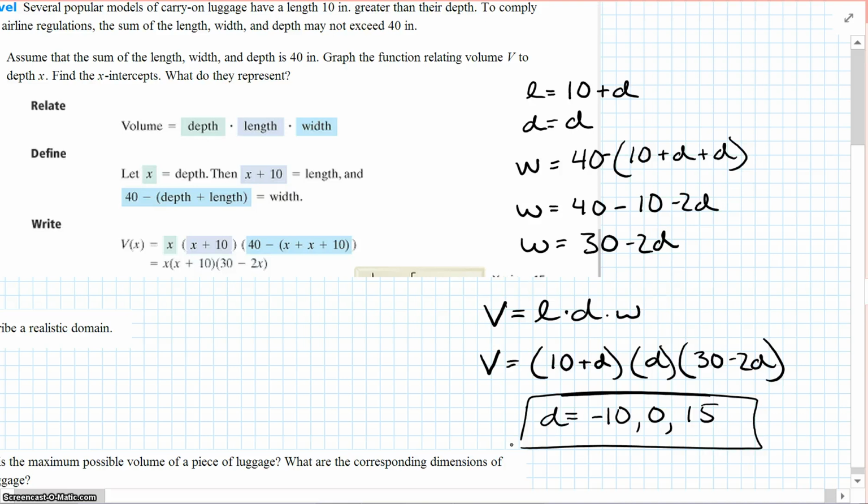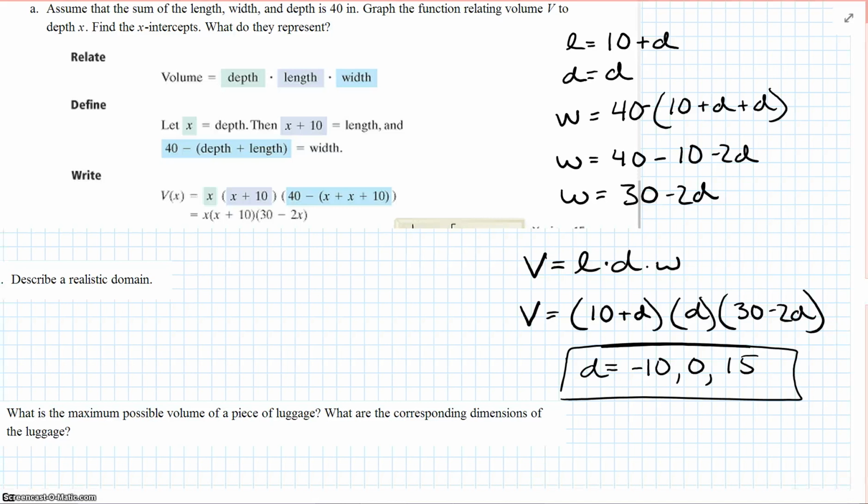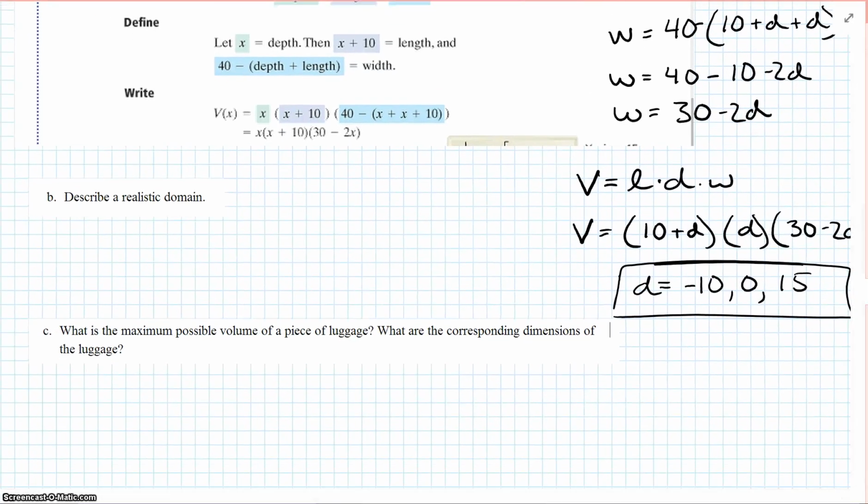So the depth at negative 10, which we can't have a depth of negative 10, 0, which we can't have a depth of 0, and 15. So a good depth would be 15 inches. That would make the length 25 inches. All right, and that'd make the width 0. So those are our zeros.